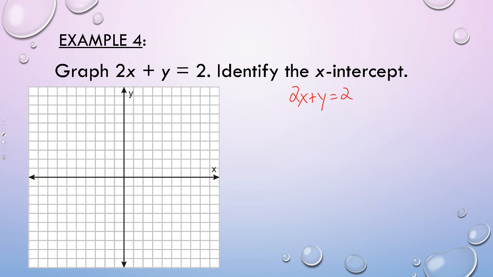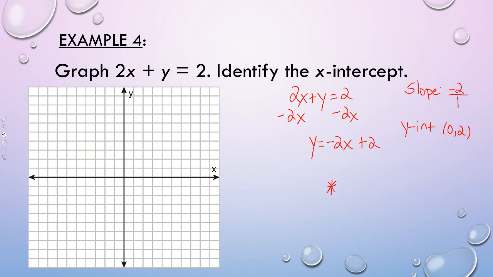So we've got to get y by itself. So we're going to subtract that 2x from both sides, and you're going to get y = -2x + 2. So let's identify what the slope and the y-intercept are. The slope is -2, or -2 over 1. Your y-intercept is at 2, or the point (0, 2). Make sure you write this down.